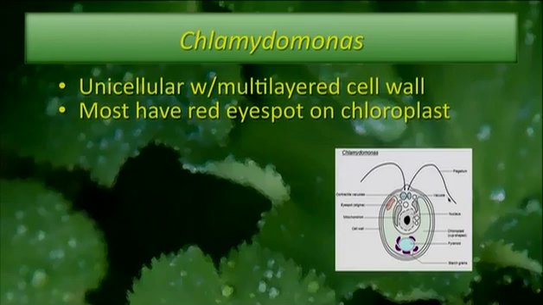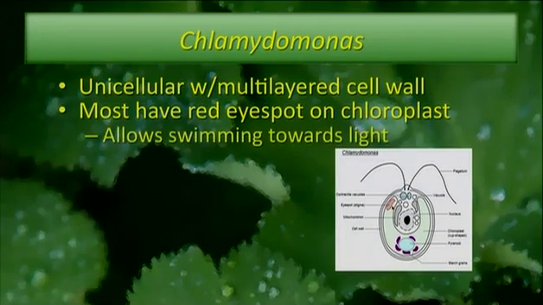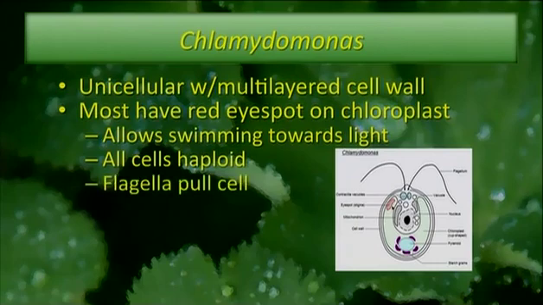They help it move. It helps it to swim. And here's an eye spot, usually in the chloroplast. This red eye spot allows it to swim toward the light. And all cells in Chlamydomonas are haploid. And the flagella pulls the cell through the water where it swims around very rapidly.